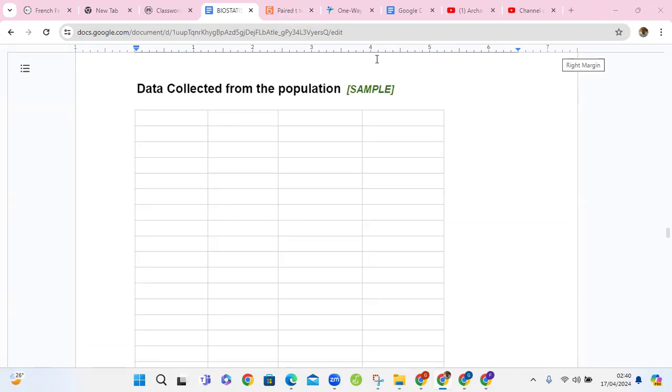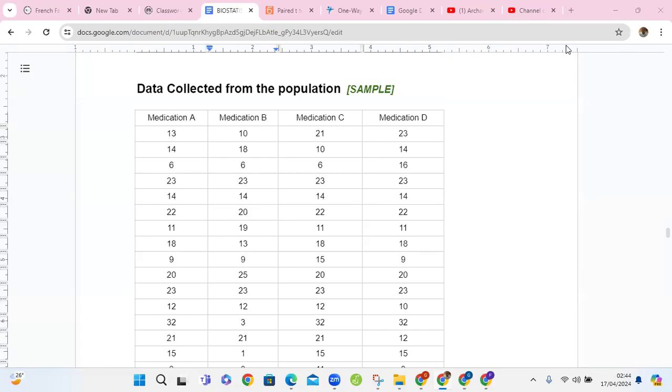To test this type of hypothesis, data has to be collected from the population. A sample has to be taken, which is blood pressure reduction across the 4 different groups for each type of medication. So here's the data that was collected from the sample of the blood pressure reduction due to the 4 different medications.